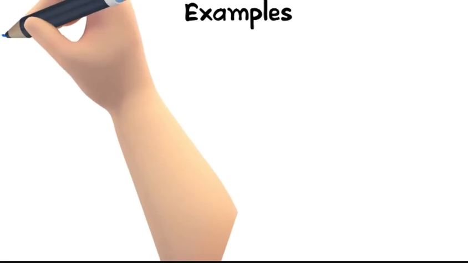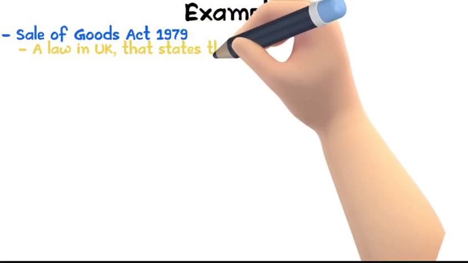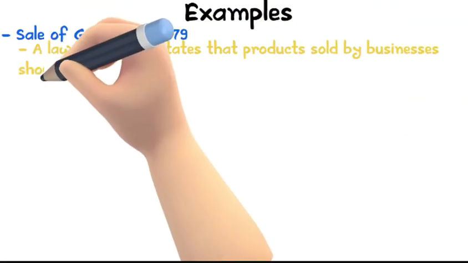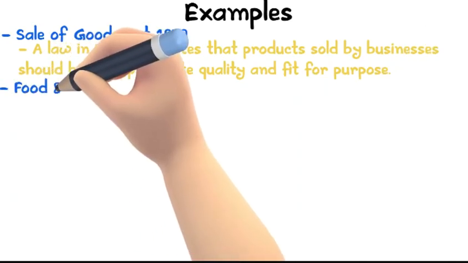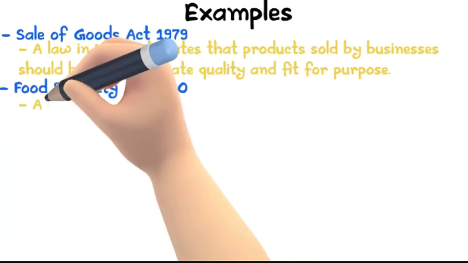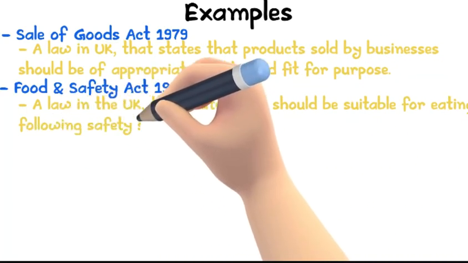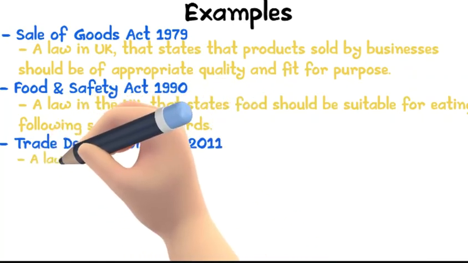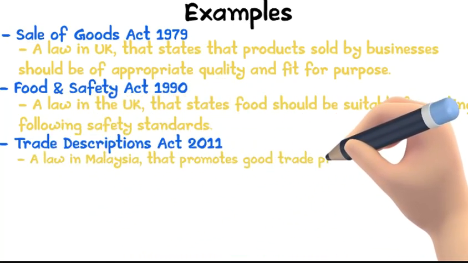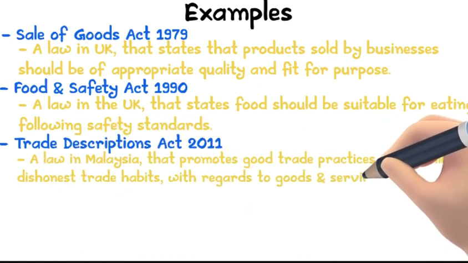Examples of consumer protection legislation. Sale of Goods Act 1979, a law in the UK that states that products sold by businesses should be of appropriate quality and fit for purpose. Food Safety Act 1990, a law in the UK that states food should be suitable for eating, following safety standards. Trade Descriptions Act 2011, a law in Malaysia that promotes good trade practices and prohibits dishonest trade habits with regards to goods and services.